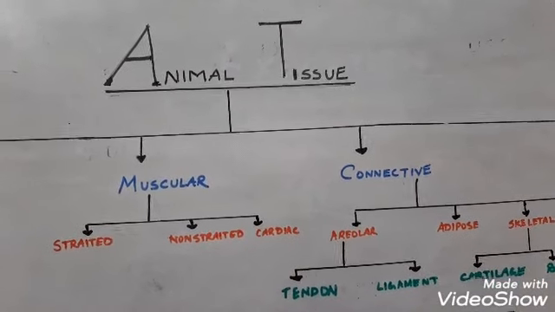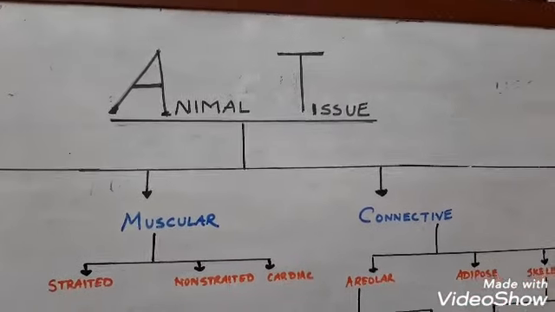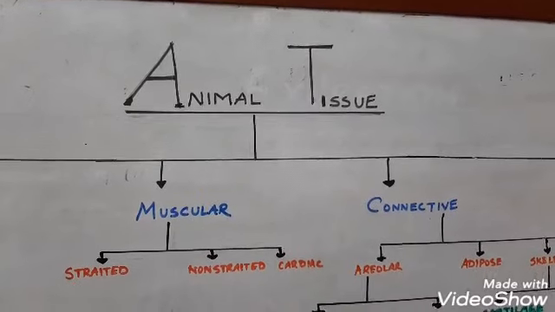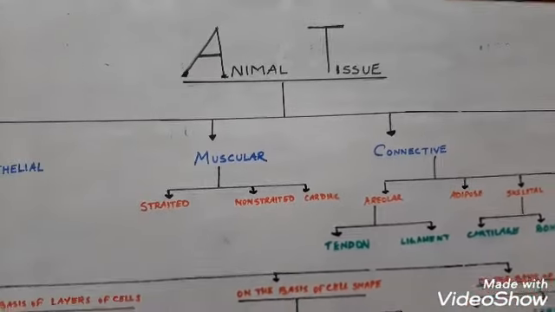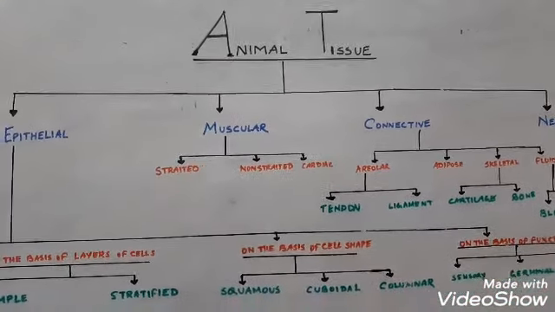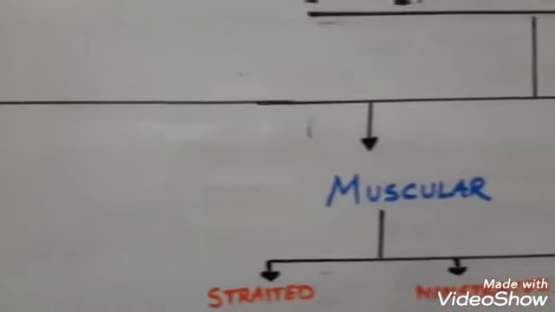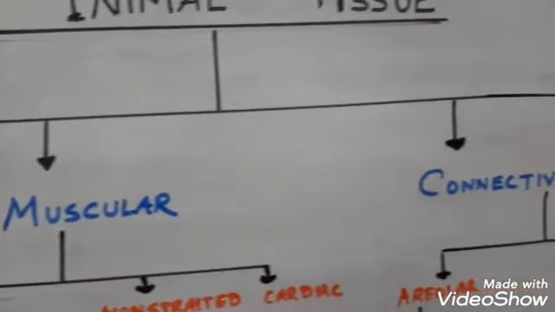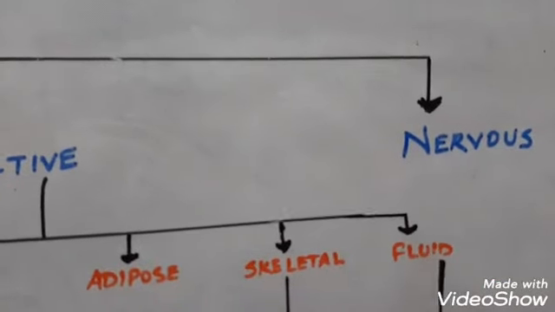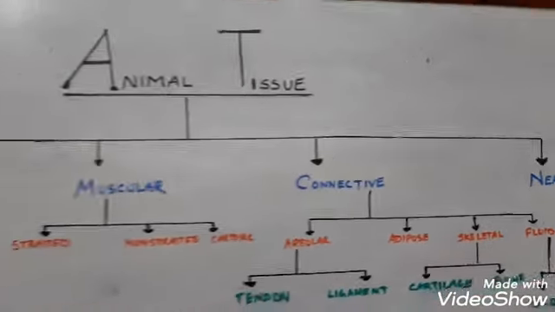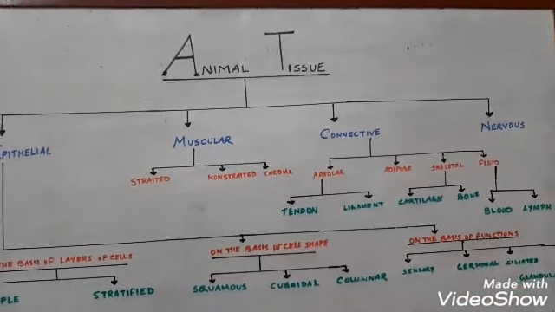My dear students of class 9, here I am with a new topic from the chapter Tissue. This part is about animal tissue. Animal tissues are divided into 4 types. They are namely the epithelial tissue. Next comes the muscular tissue. The third type is the connective tissue. And finally the 4th type of tissue in animals is nervous tissue. So the basic 4 types of animal tissues are epithelial, muscular, connective and nervous tissue.